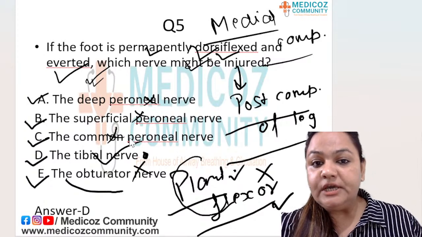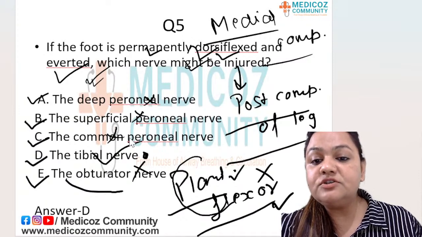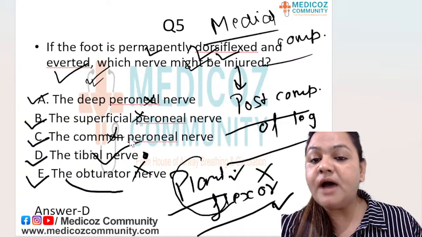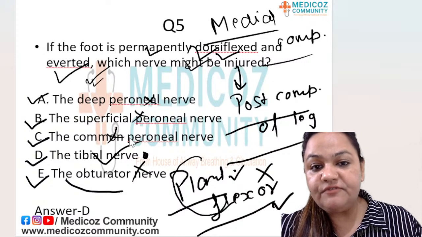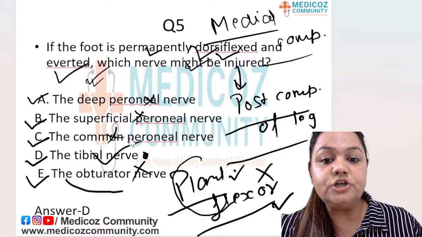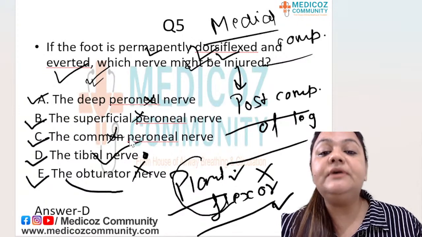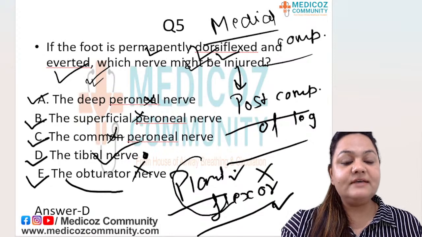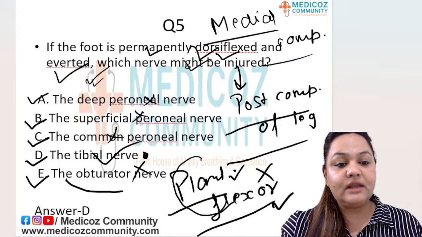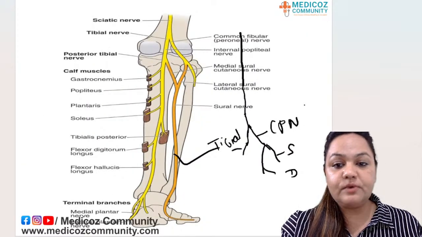So when there is paralysis of the muscles of the posterior compartment of the leg, the foot will undergo dorsiflexion and eversion, and it occurs due to injury to the tibial nerve. Okay. If you guys have any doubt, you can ask me related to this question.